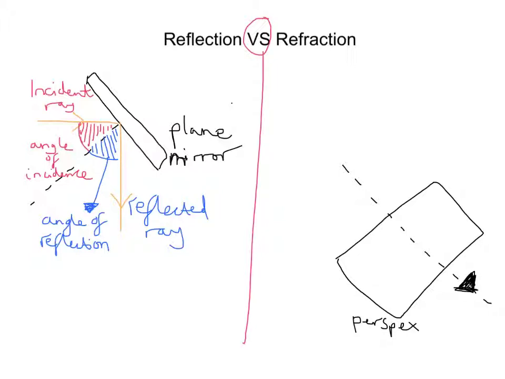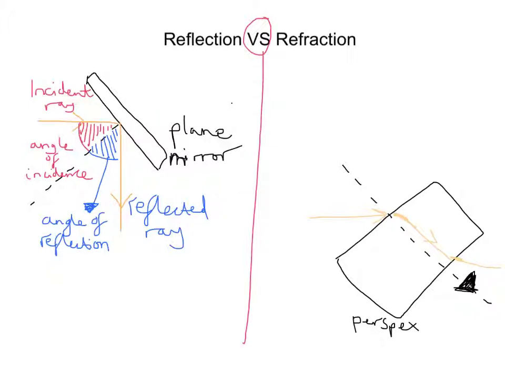But if the light ray were to enter at an angle, something like this perhaps, you'd find that the light would be bent towards the normal, a bit like so. And upon leaving that material, because it's going from perspex to air, because again it's a different density, you'd find that it would bend away even further again.